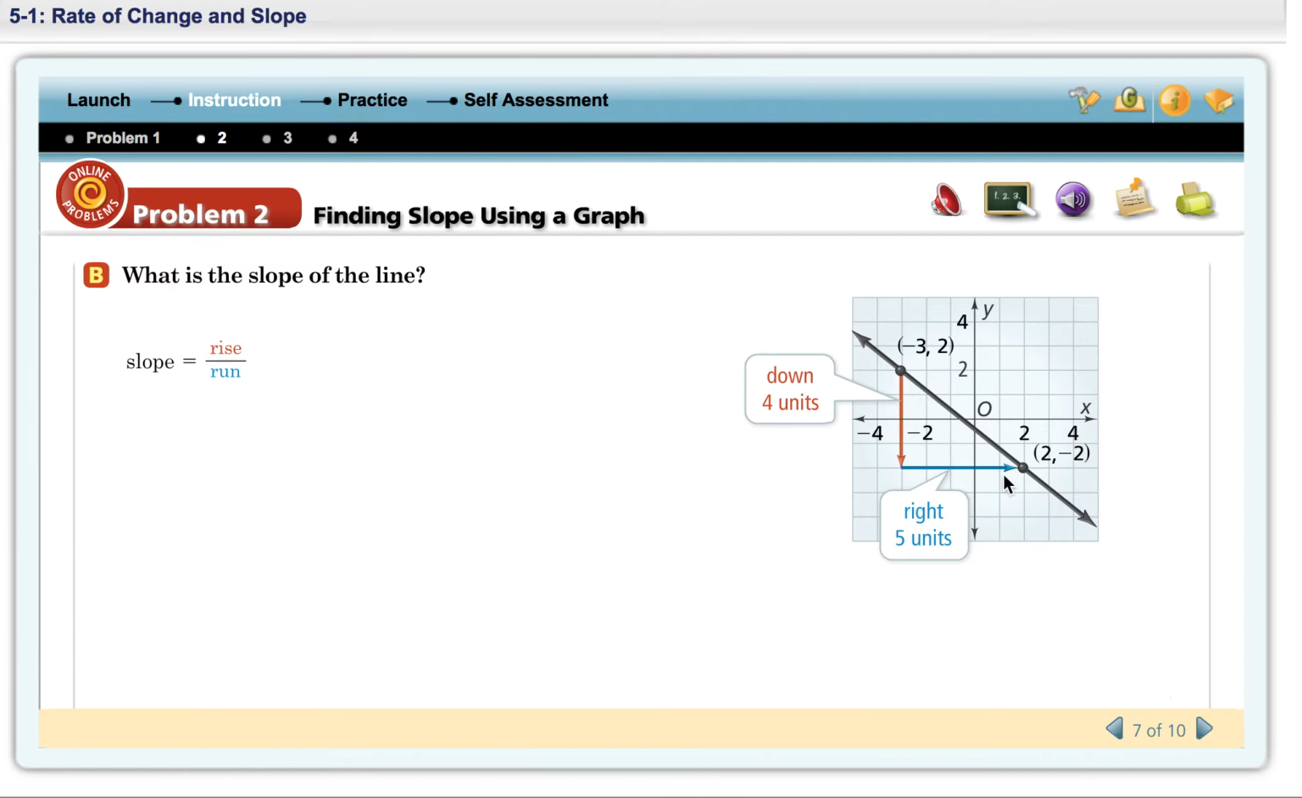But this is a negative slope. If it's going downhill from left to right as you read it, it's negative. That's a quick and easy way to tell whether it's a positive or negative slope. So the slope of the line is -4/5.